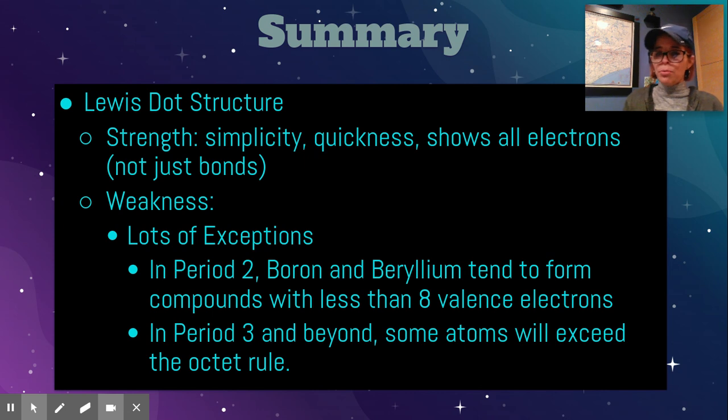And in period 3 and beyond, some atoms will exceed the octet rule. So it is possible to have some atoms that have more than 8 electrons. They can form like 5 bonds around them. So there are exceptions to the rule that make it difficult, but just like the Bohr model of the atom is a great place to start. It's a great teaching tool. Lewis dot structures are a great teaching tool, and then we'll move beyond them.